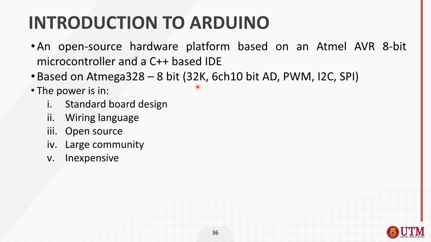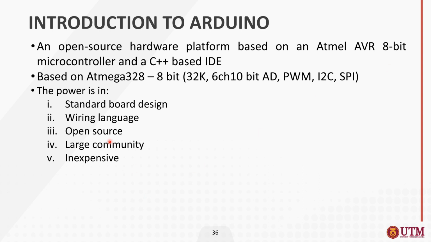It has 32K flash, a 6-channel 10-bit ADC, PWM, I2C, and SPI, and all of these characteristics are already inside the Atmega 328. The strength of Arduino is that it has a standard board design and a very good wiring language. The wiring for Arduino is very good, and it is open source. You don't have to pay if you want some libraries or some code, because it provides a very complete fundamental for you.